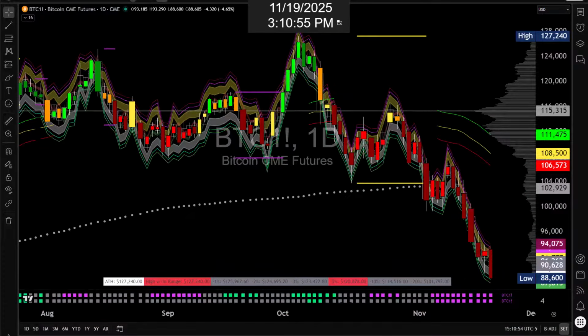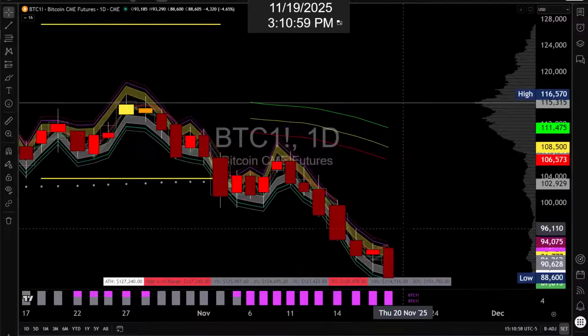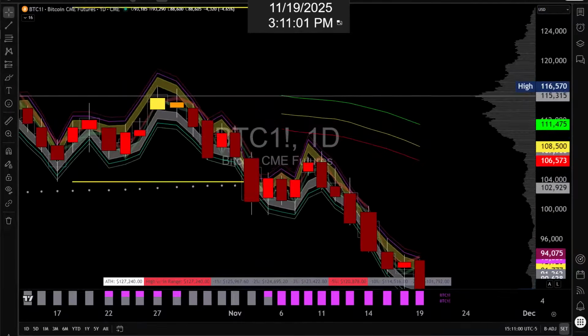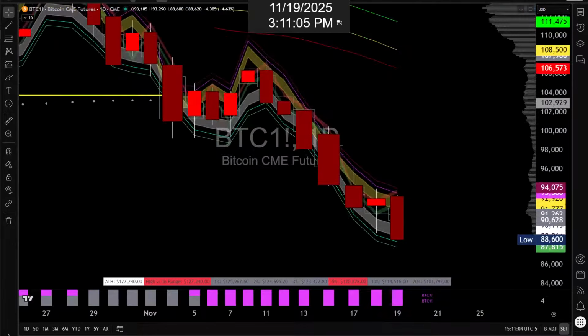Now, really simply, when Bitcoin rallies, I'm going to show you a little zoomed in here. When Bitcoin rallies into the gold zone, so a red candle, that's a bearish candle, into the gold zone. So the gold zone, or that yellow highlighting you see here, that is volatility-based resistance.